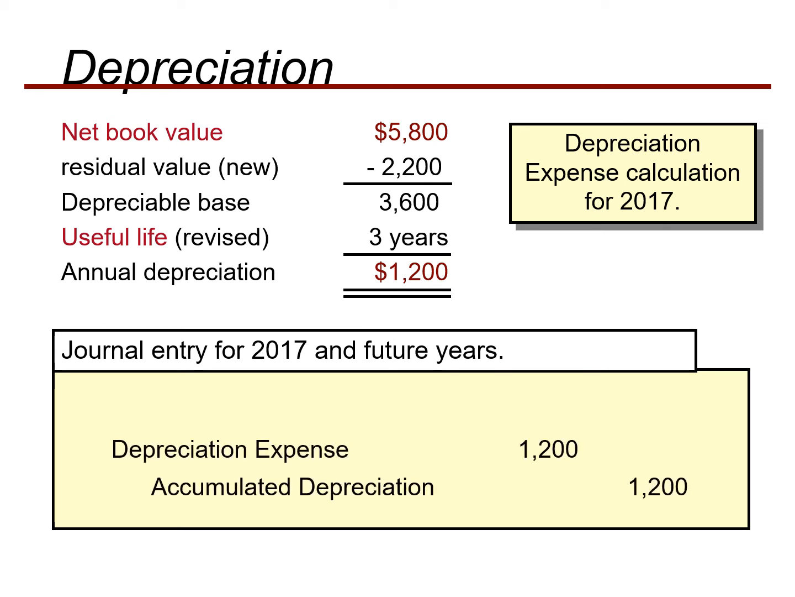For depreciation expense, you will use the same entry: depreciation expense 1,200 and accumulated depreciation 1,200. So this would be the journal entry for 2017 and the future 2 years. This is how you can treat the restatement, when you are making changes to the residual value, or an increase in the estimated useful life of your asset.